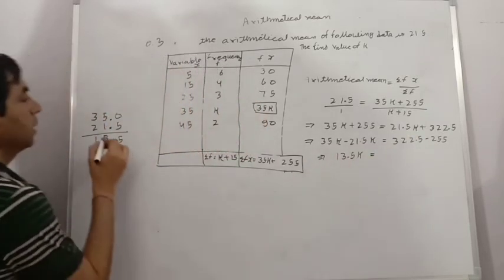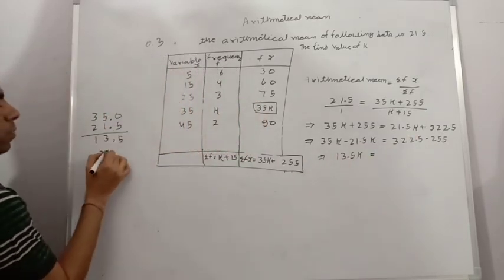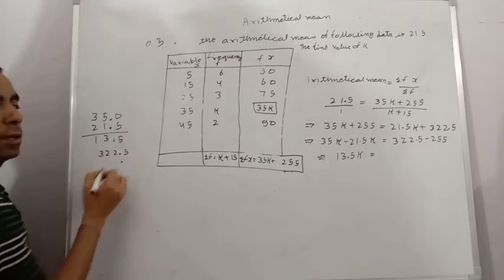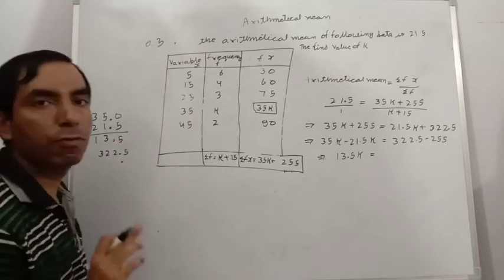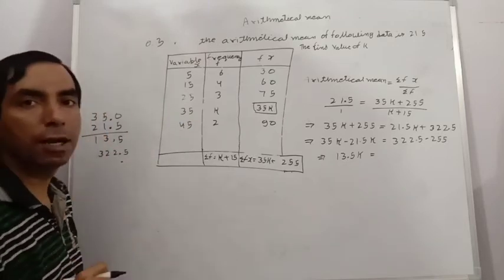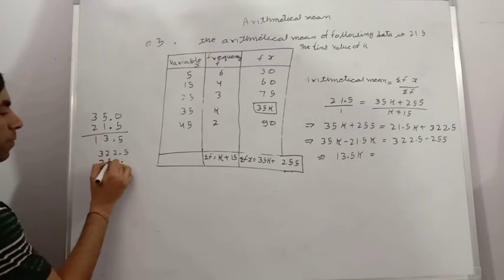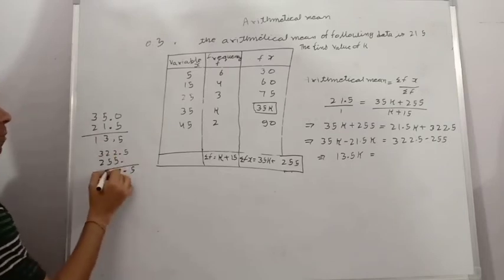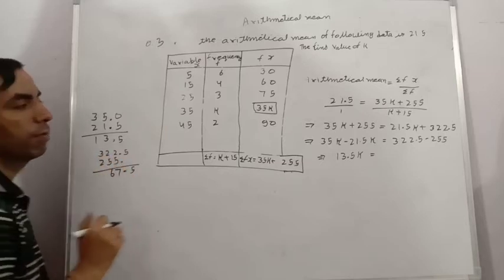Here we subtract 322.5, the decimal comes downside. In the second number we have no decimal, so we suppose it is at the end of the number. Then 255. Then our answer is 0.5, 12 minus 5 is 7, 11 minus 5 is 6, 67.5.